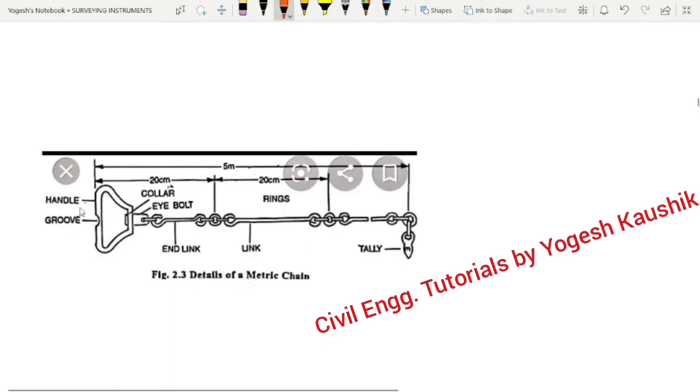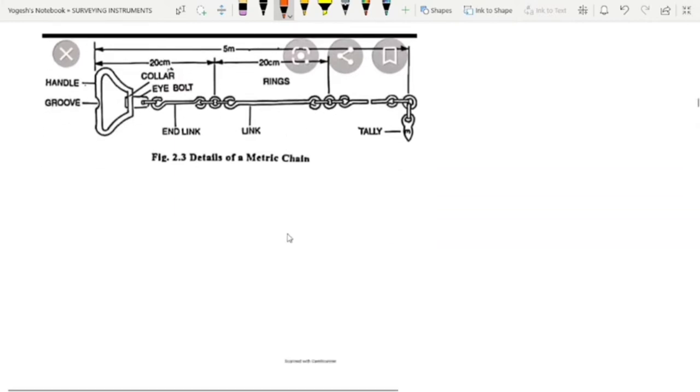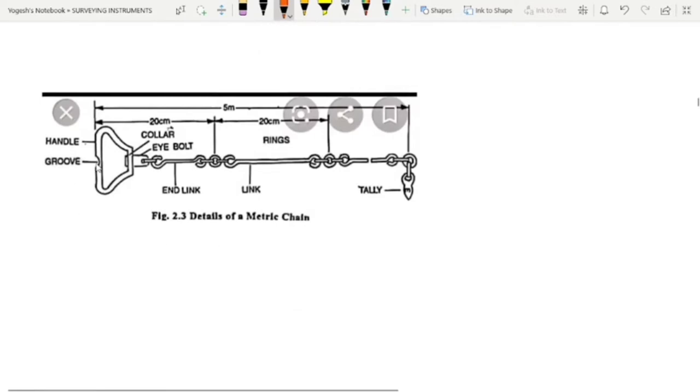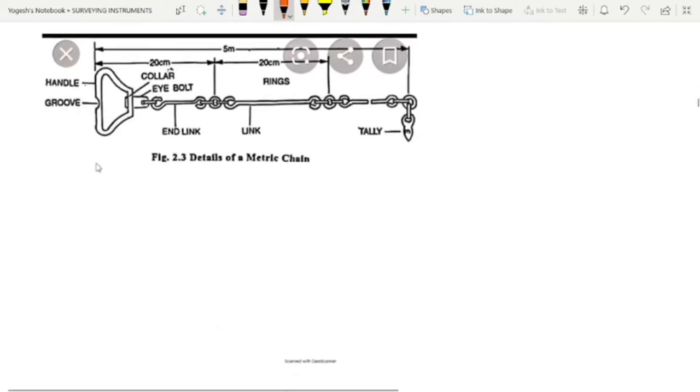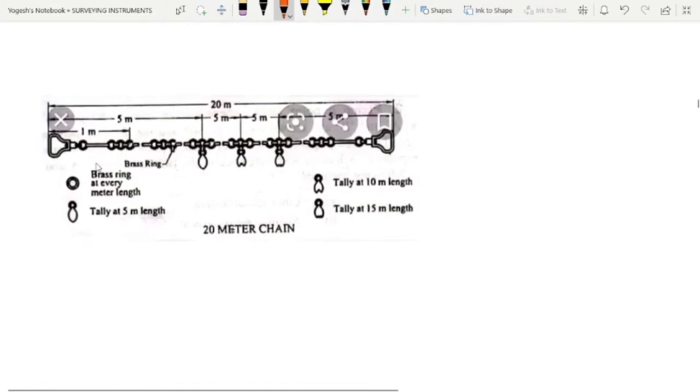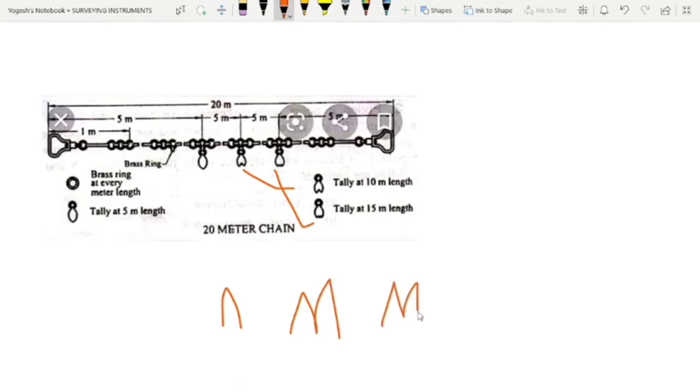Details of the metric chain are there, likewise the handle, and a groove in the handle. The groove is generally provided for fixing it with the help of arrows in the ground. A hook groove is provided. These are the brass rings after every meter length, and a tally after every 5 meter length in the case of the 20 meter chain. This is the tally after 10 meter, this is the tally after 15 meter. The number of cuts indicates the distance: this one has only one cut, after every 5 meter; this has 2 cuts, after 10 meter; this has 3 cuts, after 15 meter; and this has 4 cuts.